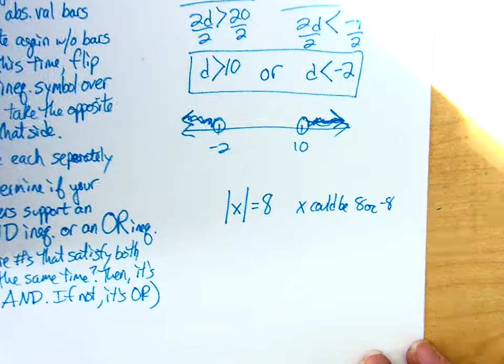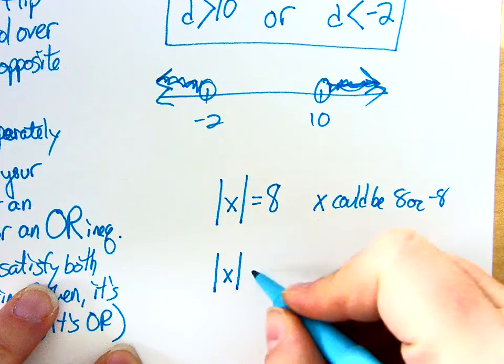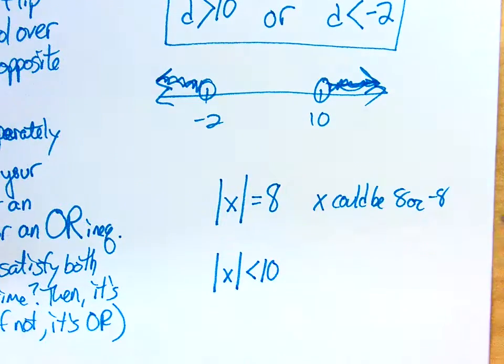Let's try an inequality. Let's say I wanted the absolute value of some number to be less than 10. What are you explaining here while writing this? Why you're doing all these steps.